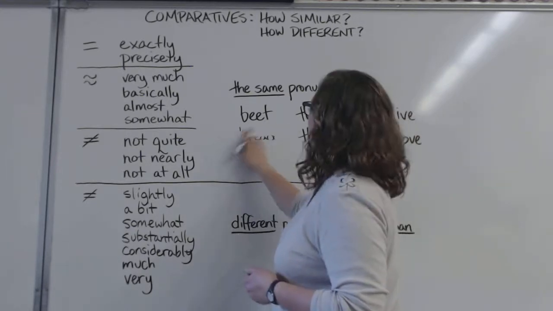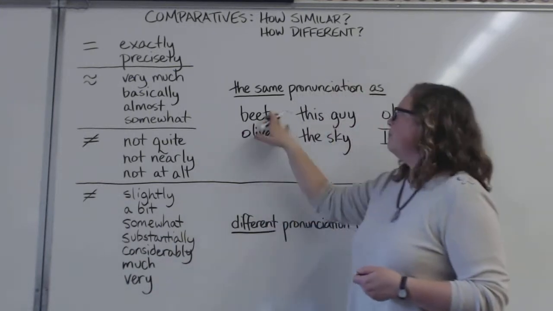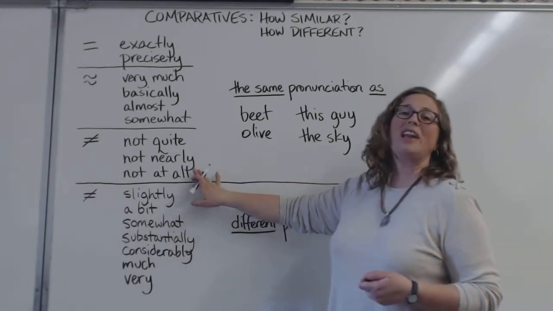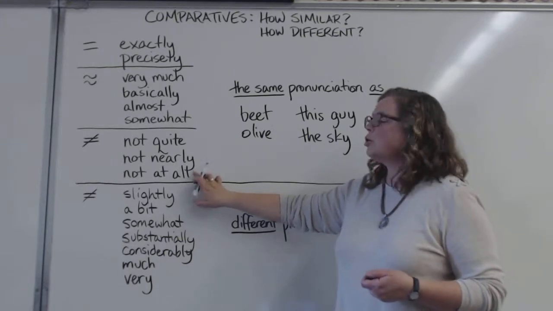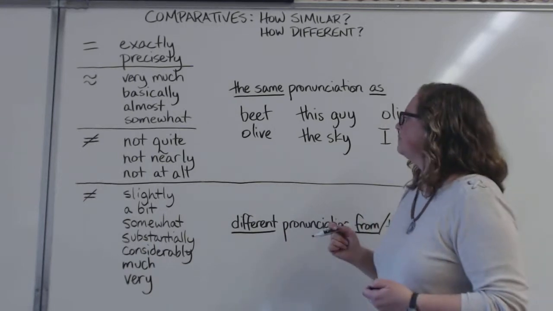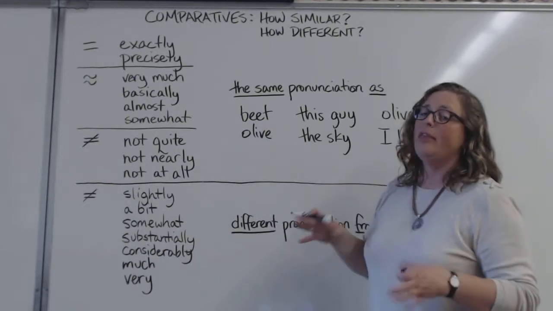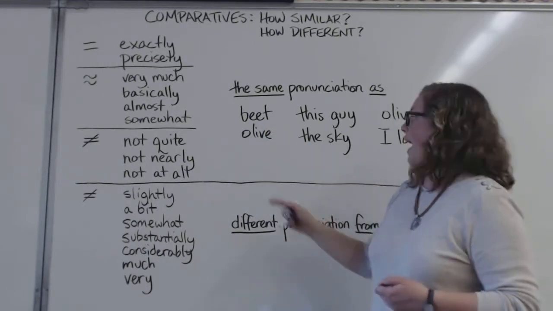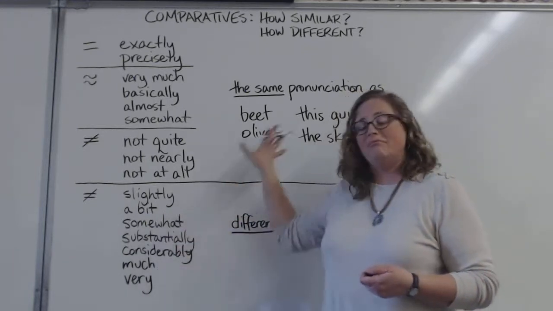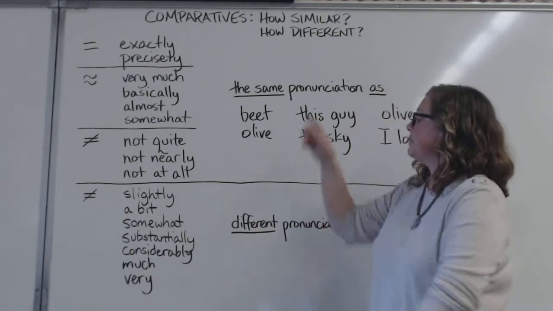And maybe if I said, what about beet and olive? Well, beet and olive do not have the same pronunciation at all. Usually, at all comes at the end. Not always, but usually. Or you could say beet does not have at all the same pronunciation as olive. These can express pretty much the same ideas. We're just focusing on the difference instead of the similarity.